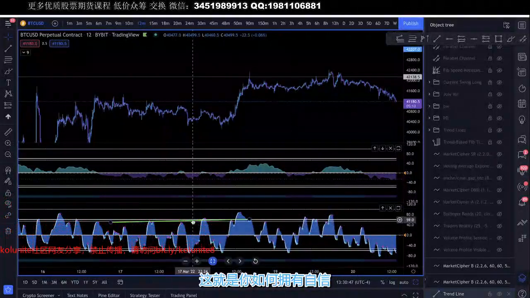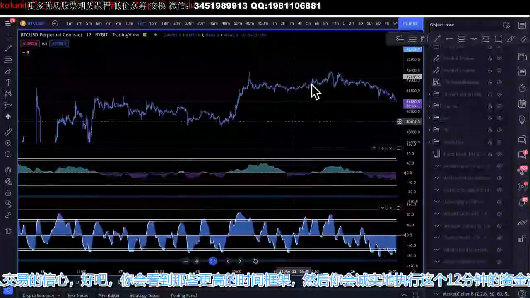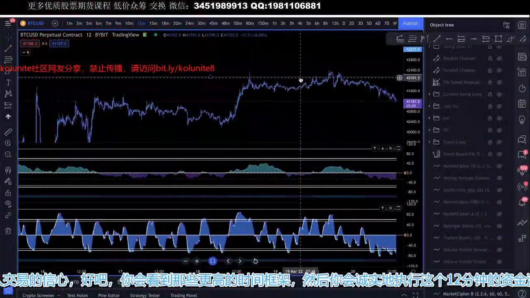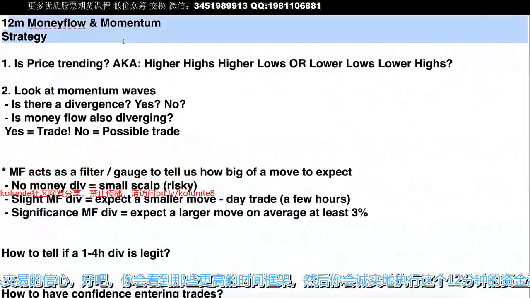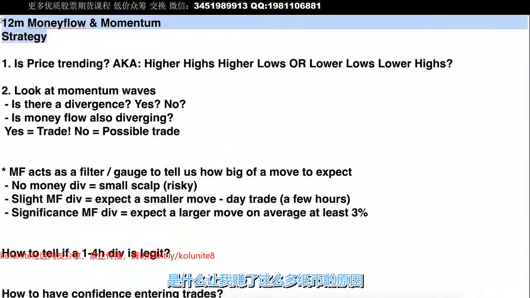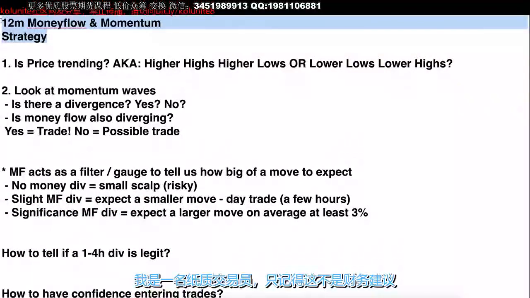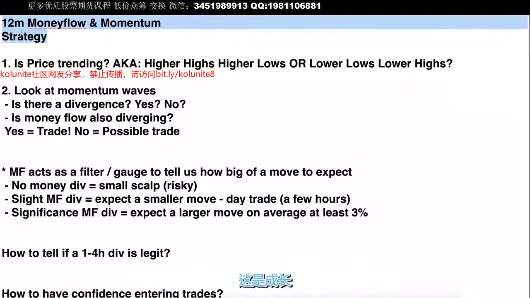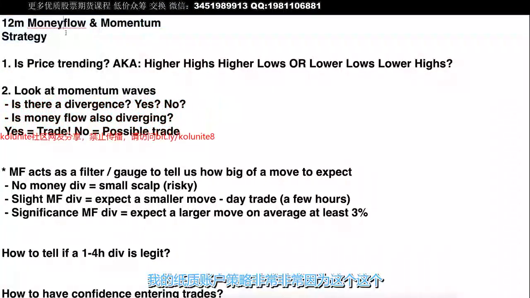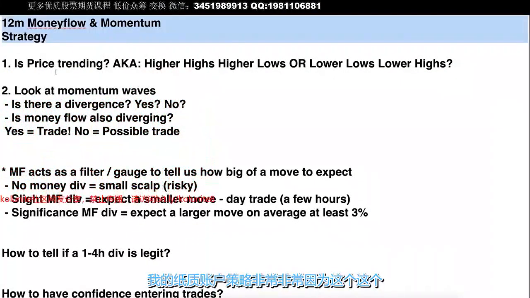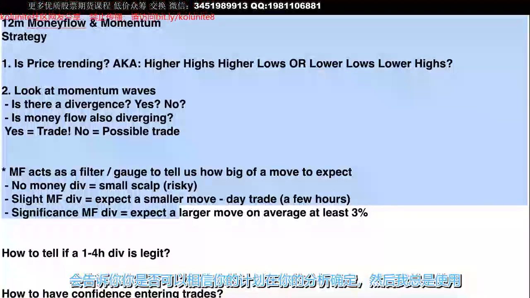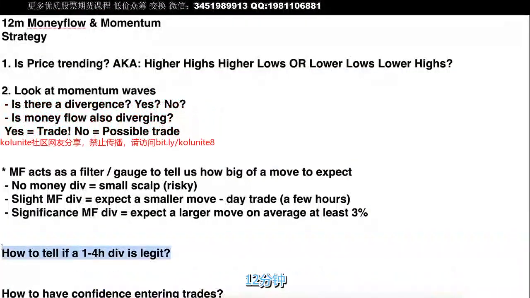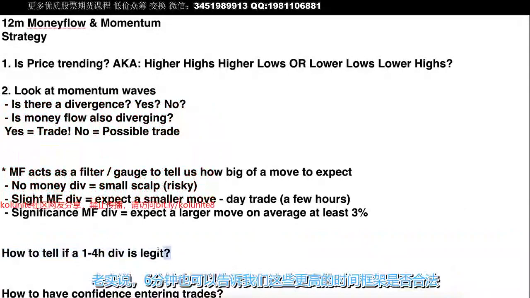This is how you're going to have confidence entering trades, okay? You're going to see those higher time frames, and then honestly, this 12-minute money flow and momentum strategy is something that has made me so much paper money, because I'm a paper trader only. Remember, this is not financial advice. This has grown my paper account very, very much, because this will tell you whether or not you can trust your plans and your analysis, okay? And then I always use the 12-minute and honestly the 6-minute also to tell if those higher time frames are legit.